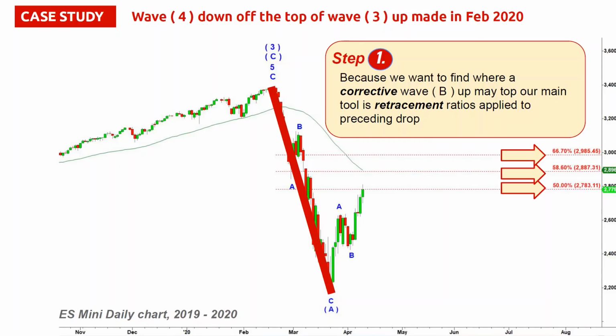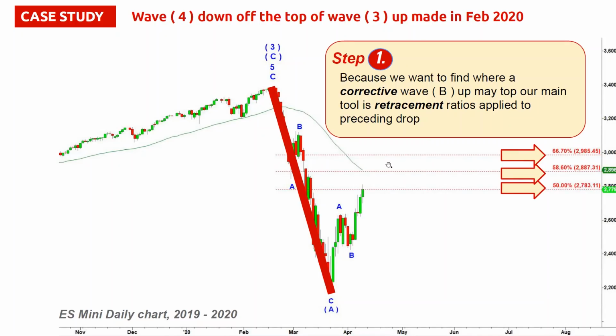So step 1, because we want to find where a corrective wave B up may top, our main tool is retracement ratios applied to the preceding drop. So that was the first leg down. It's subwave A of 4. We are trying to find the top for subwave B of 4.